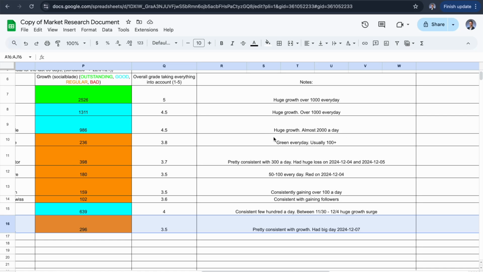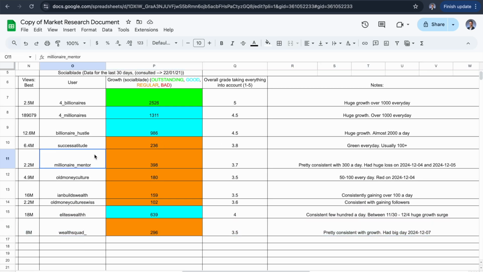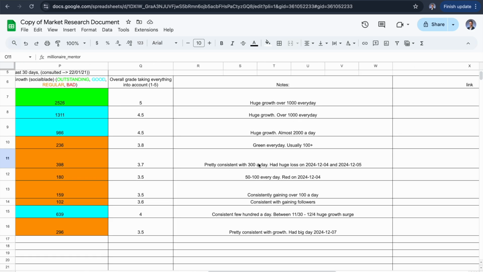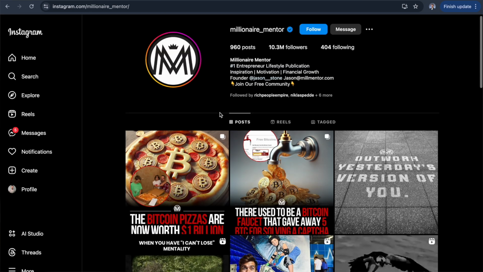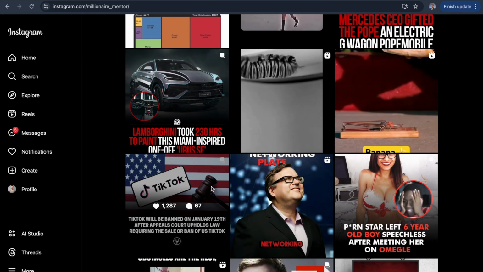So those accounts are good. We can just follow what they're doing. Pretty consistent with 300 a day. Had a huge loss on 12.4 and 12.5. Let's find out why that is. So Millionaire Mint, actually, it's just the one I have up. Okay. So pretty consistent with 300 a day. Huge loss 12.4 and 12.5. So let's go to 12.4 and 12.5 and see.